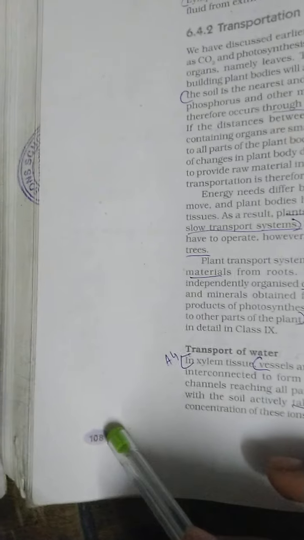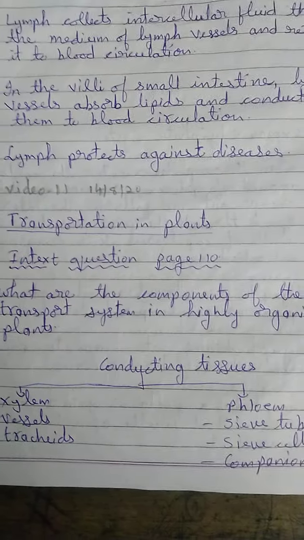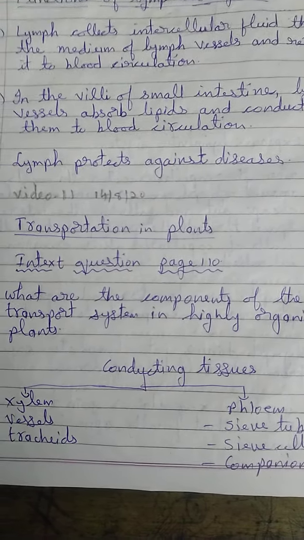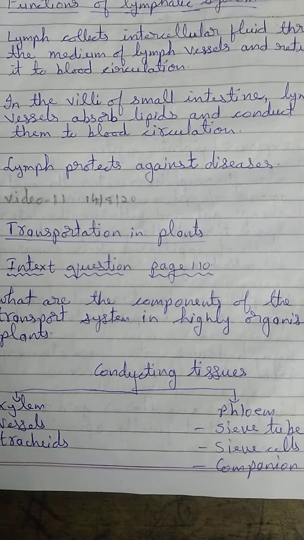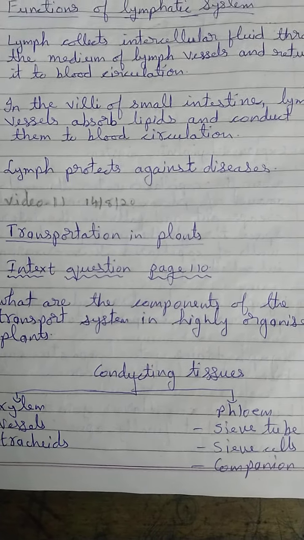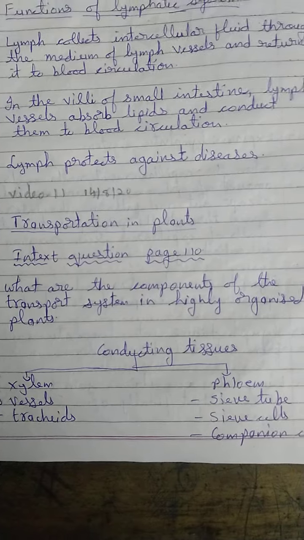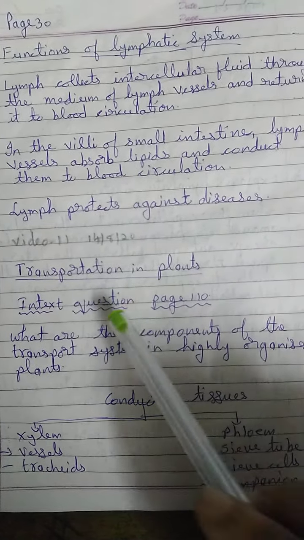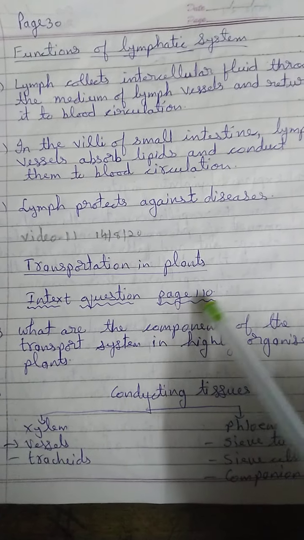Transportation in plants means two major things have to be transported. One is the water and minerals from the roots up to the leaves, and the other is the food prepared by the leaves or the green parts of the plants, which has to be distributed to all the organs of the plants. Now the in-text question is there on page number 110.